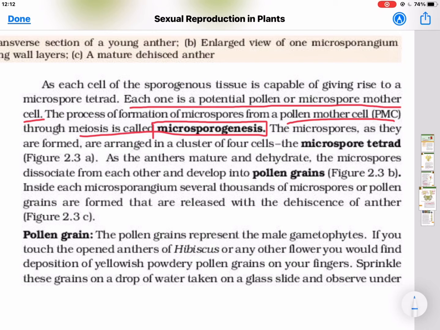जब माइक्रोस्पोर मदर सेल में मियोसिस हुई तो वो 4 सेल बन गए और वो चारों सेल पहले इकट्ठे रहते हैं क्लस्टर में. उसके बाद वो सेपरेट होके डिफरेंट माइक्रोस्पोर्स बन जा रहे हैं. As the anther matures and dehydrates, the microspores dissociate from each other and develop into pollen grains. Inside each microsporangium, several thousands of microspores or pollen grains are formed that are released with the dehiscence of anther.